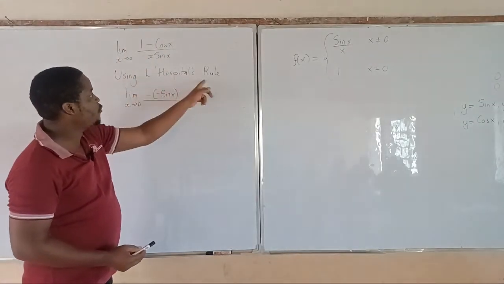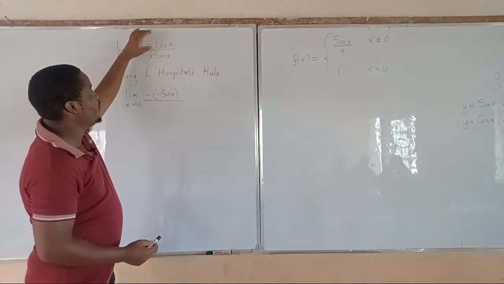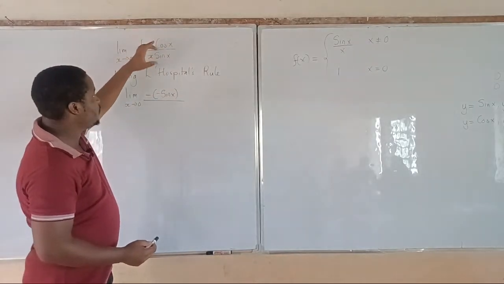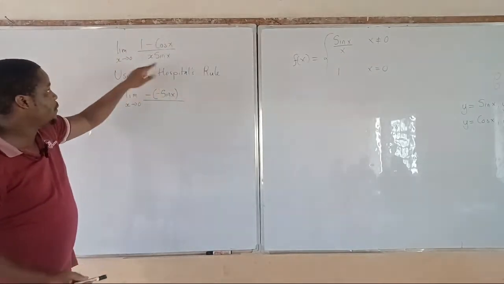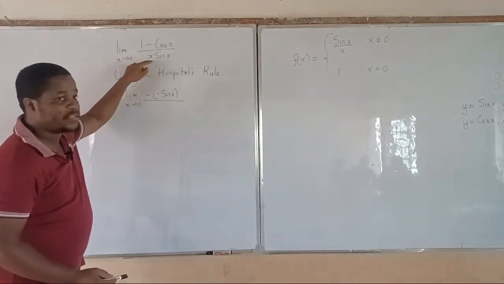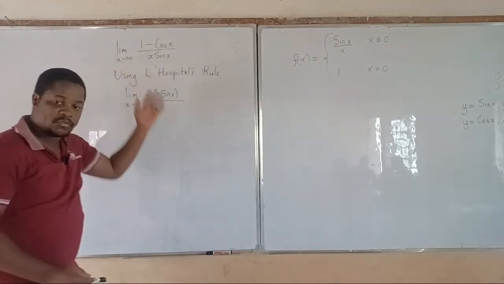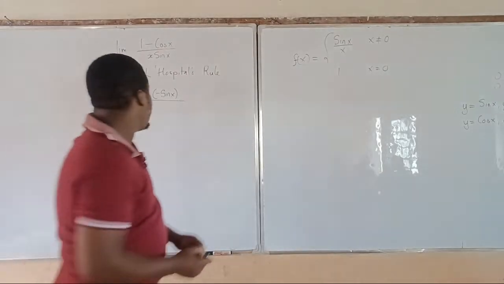According to L'Hopital's rule, you have to differentiate them separately. Differentiate the numerator alone, differentiate the denominator alone. Now, in the process of differentiating the denominator, we see that the two functions are multiplying. So since they're multiplying, we use product rule. What does the product rule say?